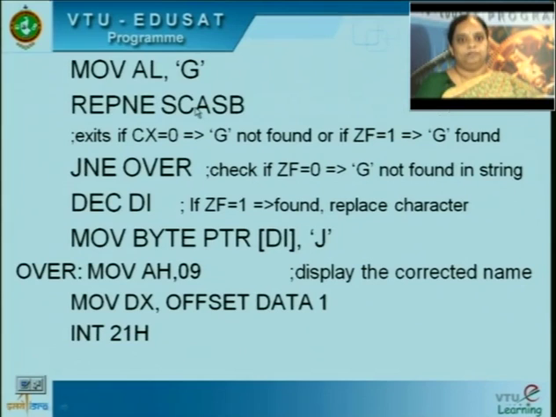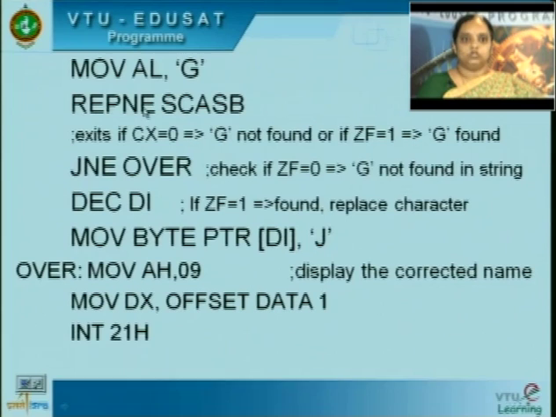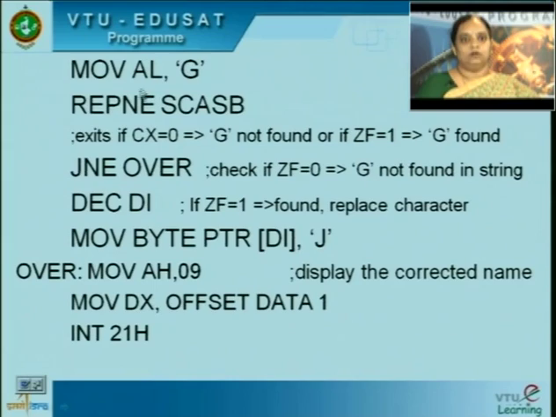We don't know whether this repeat on not equal is stopping because the character is not found or because the counter becomes zero. Even if the counter becomes zero, it will stop repetition and come here. So I have to check whether CX is zero. If CX is zero, what does it imply? G is not found. If CX is not zero, we have to check whether the zero flag is set. The zero flag is set when G is found, when both of them are equal. If both are equal, the repetition stops. So when I come out here, I check the zero flag: jump on not equal to over.